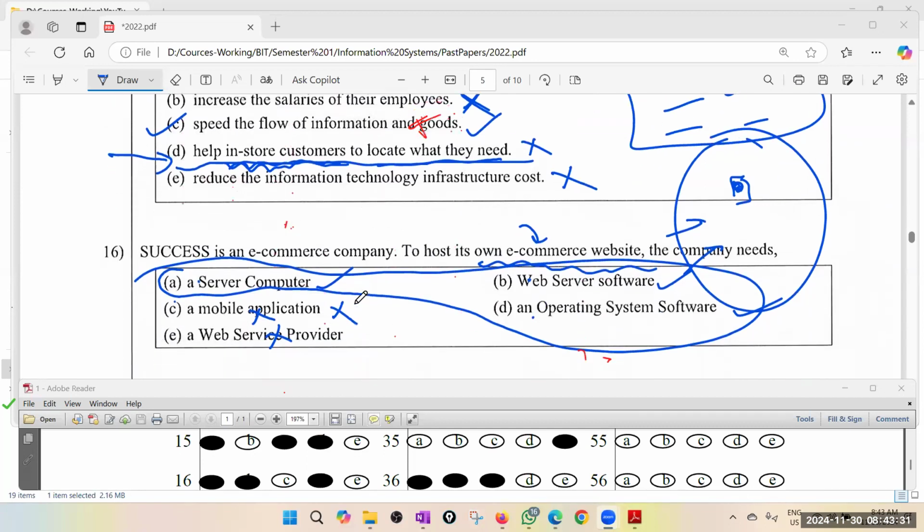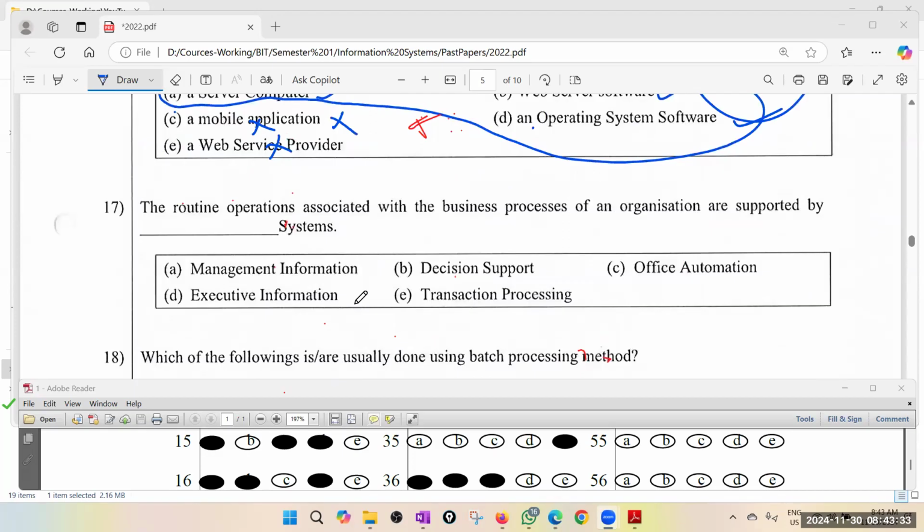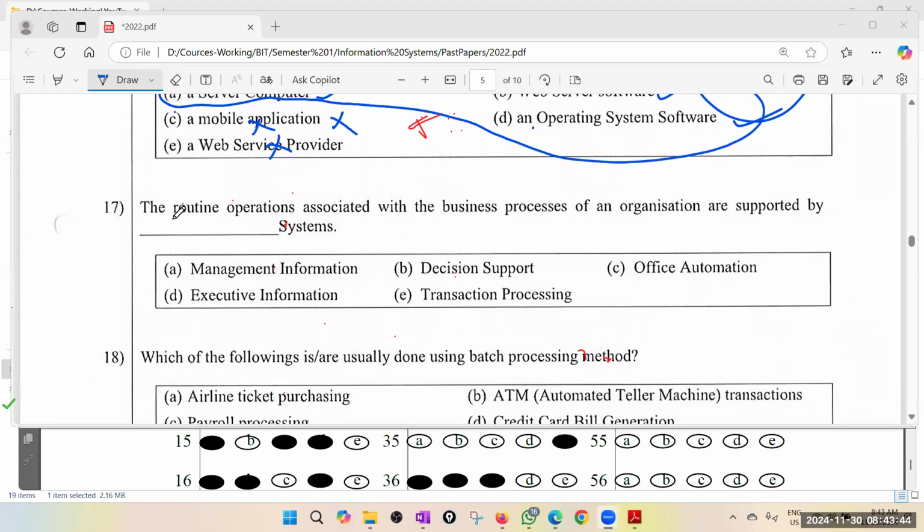Right. 17. The routine operations associated with the business process of an organization are supported by... routine operations are pretty much transaction support. Routine operations associated with the business process of an organization, that is pretty much TPS, transaction processing systems. Right. Routine operation support is from TPSs.